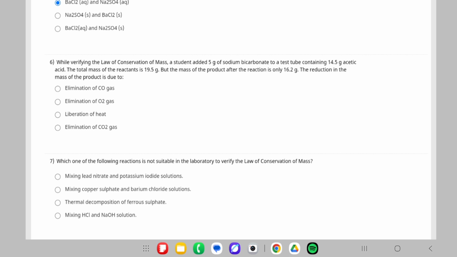second. While verifying the law of conservation of mass, a student added 5 gram of sodium bicarbonate to a test tube containing 14.5 gram of acetic acid. The total mass of the reactants is 19.5 gram, but the mass of products after the reaction is 16.2 gram. The reduction in mass will be, if you talk about this particular reaction, you should remember, let's go back to our note.